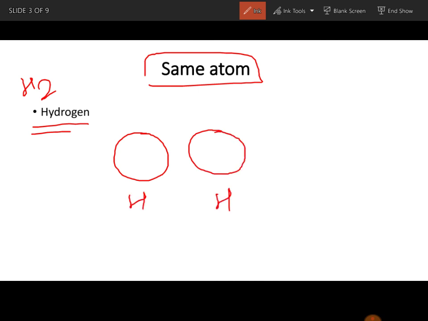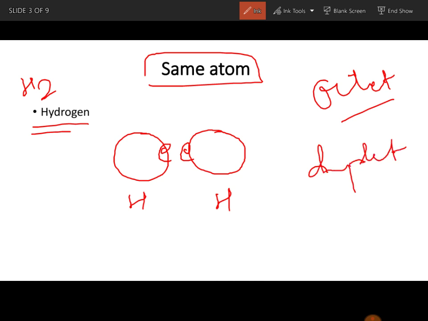Okay, now hydrogen has one electron in the outermost shell. This hydrogen also has one electron in the outermost shell. Now for hydrogen we do not complete the octet. It is not possible for us to complete the octet for hydrogen. We complete the duplet for hydrogen. I think all of you know this. Now if you look at this hydrogen and this hydrogen, how can we complete the duplet?